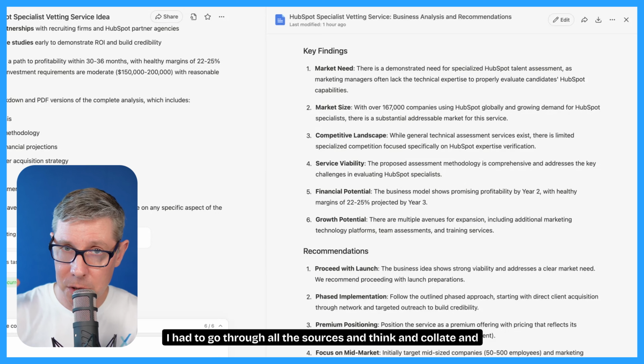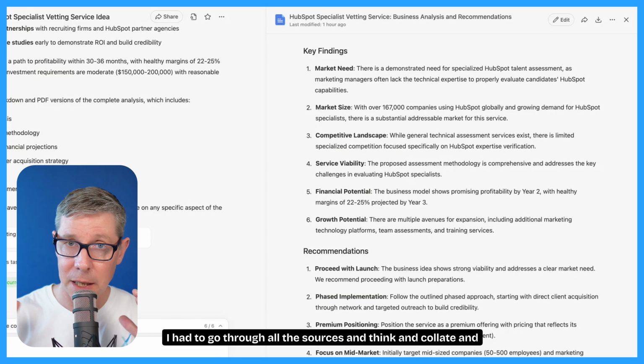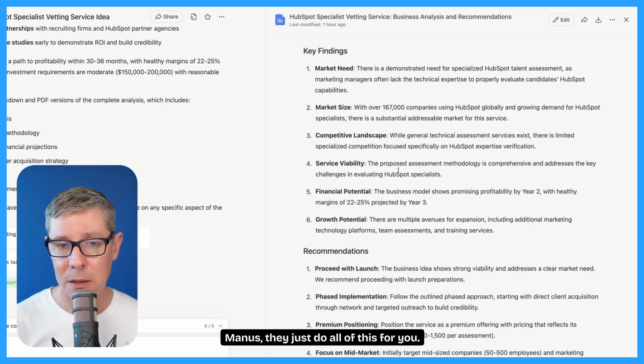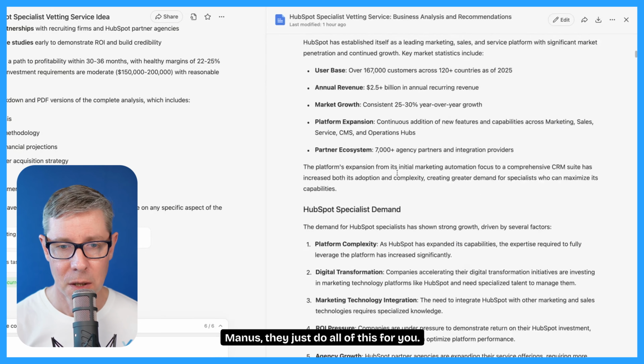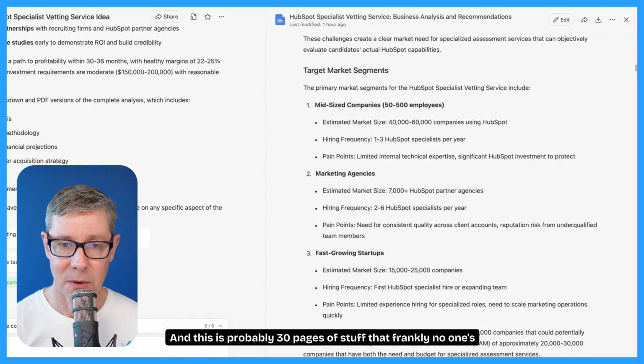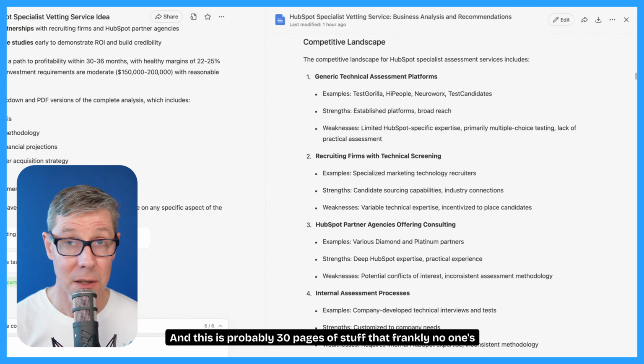I had to go through all the sources and think and collate and curate. That's a skill that's going away with AI, because tools like Manus just do all of this for you. And this is probably 30 pages of stuff that frankly no one's going to read.